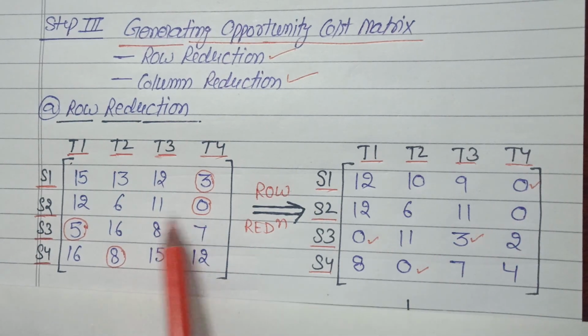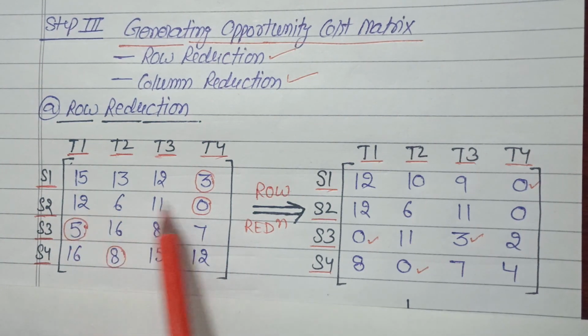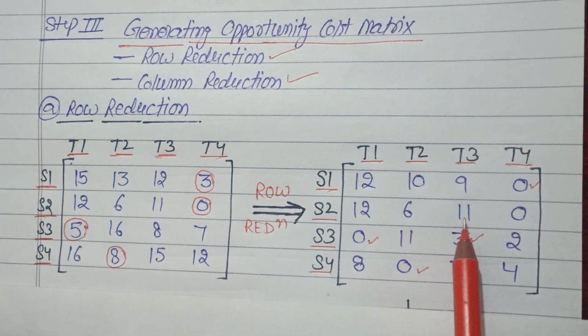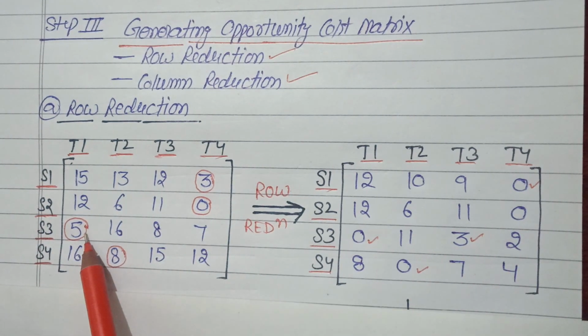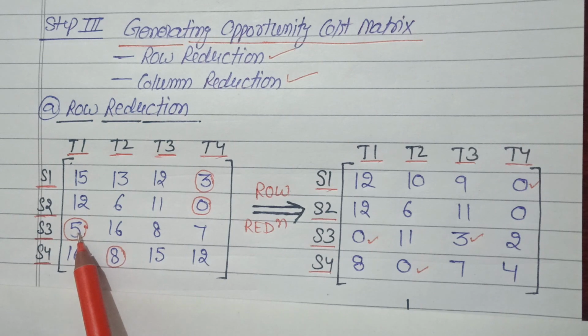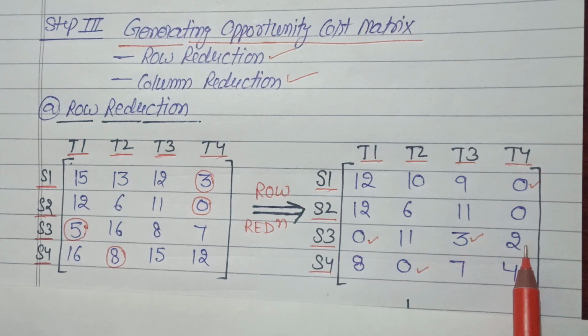Again we have to choose the minimum element from row 2. Now 0 is the minimum element, so if you subtract 0 from all these elements, you will have 12, 6, 11 and 0. Then moving to row 3, 5 is the minimum element and you have to subtract this 5 from all elements, and after subtracting 5 from all these elements, you will have 0, 11, 3 and 2.